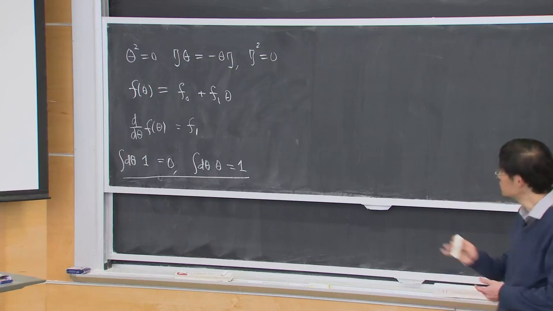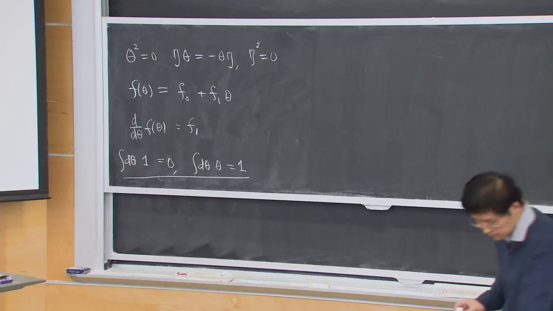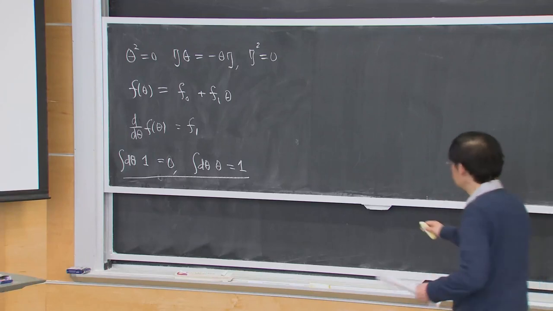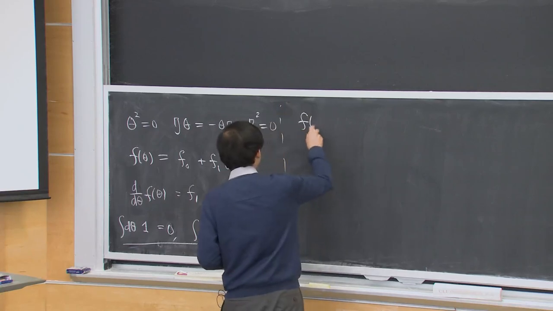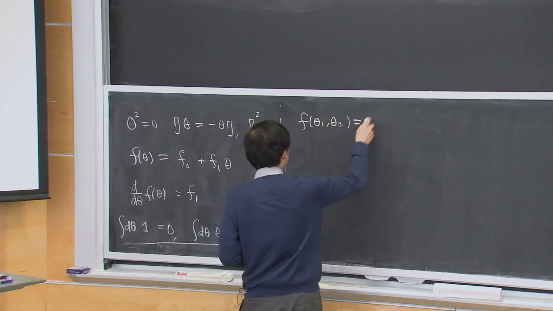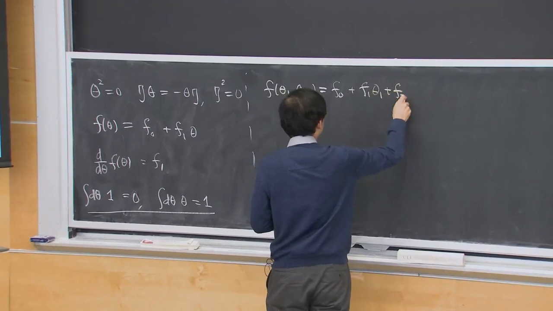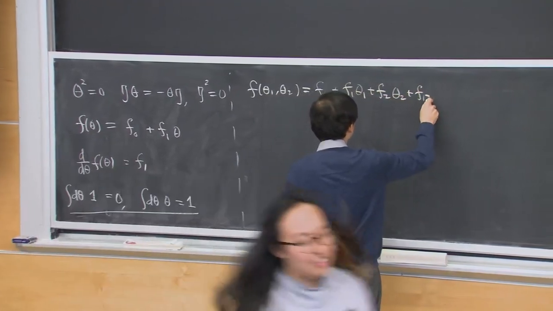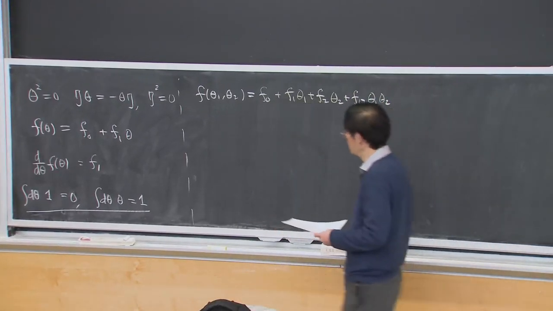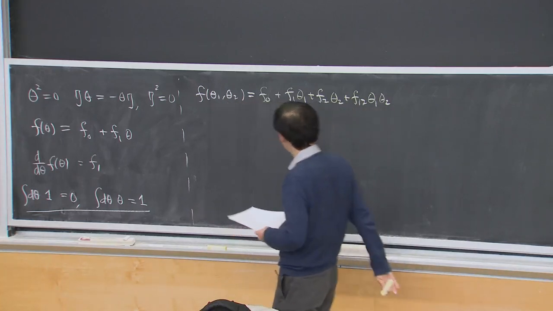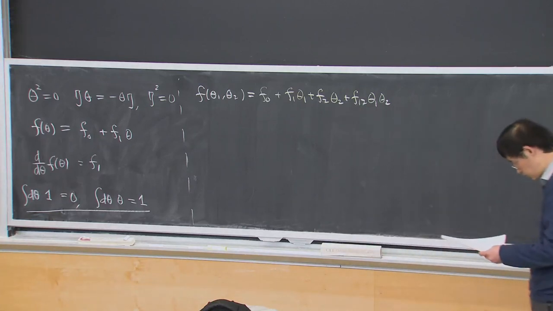Before I proceed, do you have any questions on this? Good. So for a multivariable function, you just expand. Say for example, if you have two variables, then you have F0 plus F1 theta1 plus F2 theta2 plus F12 theta1 theta2. We can also define the differentiation of multivariable functions, which is easy. You just have to be a little bit careful of the direction you take the derivative.